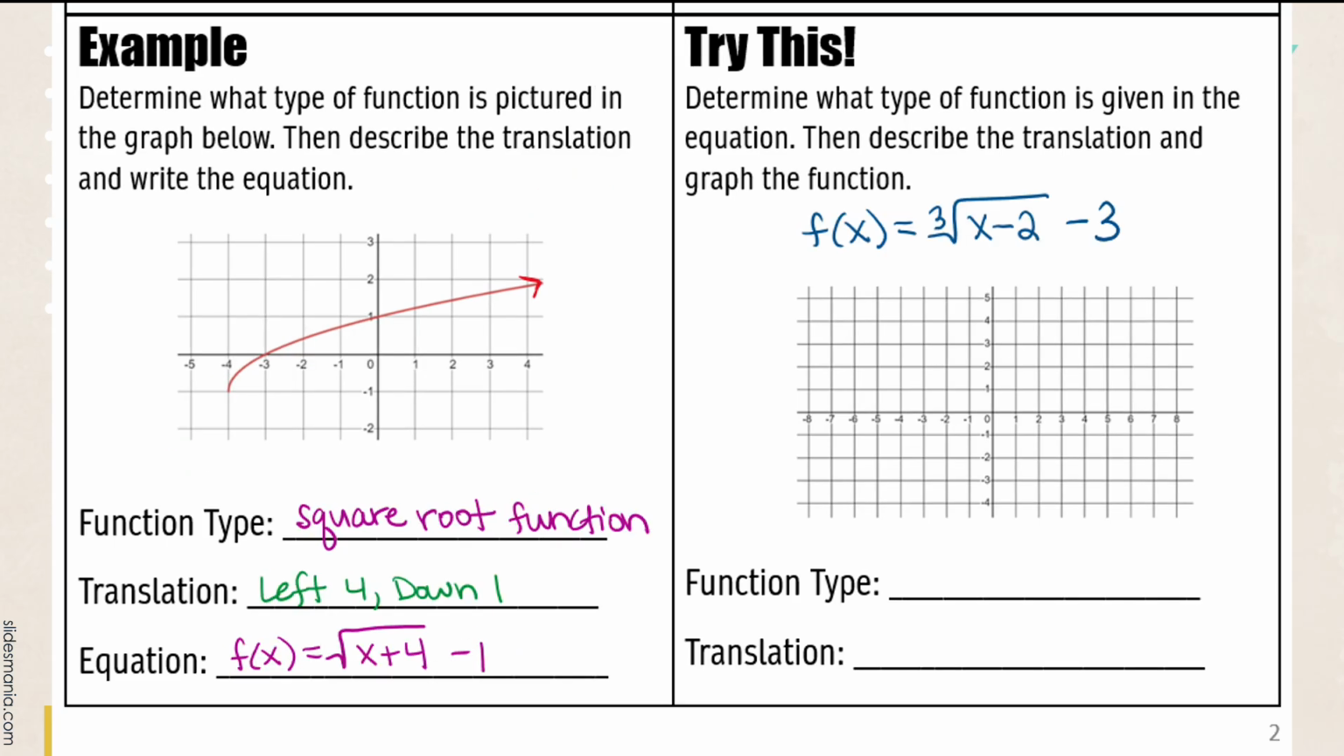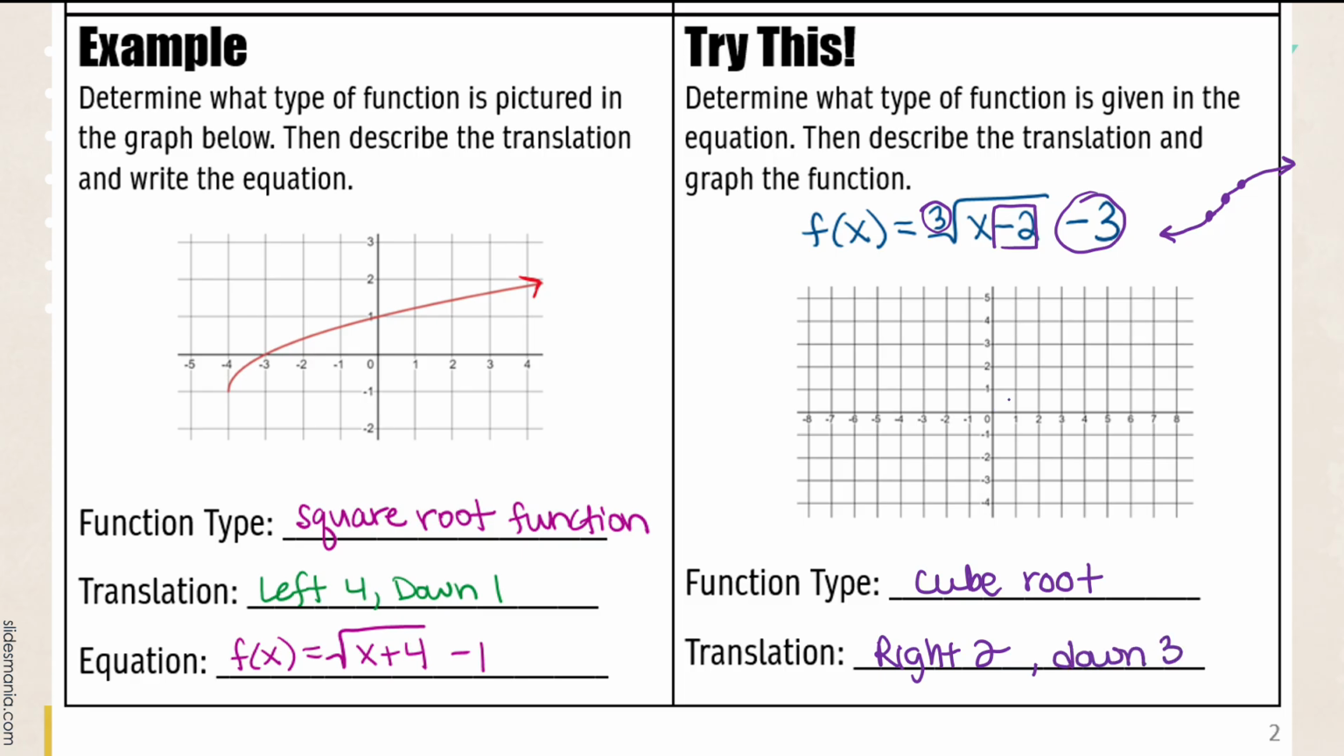This next one, try this. I'll just walk through it with you just to make sure. We have the cube root of x minus 2 minus 3. Now, as a reminder, because it is a cube root function, we are going to have 3 points. So this is a cube root because of that little 3 in the elbow. We have a minus 2 on the inside, which moves our graph right 2. And we have a minus 3 on the outside, which moves our graph down 3.